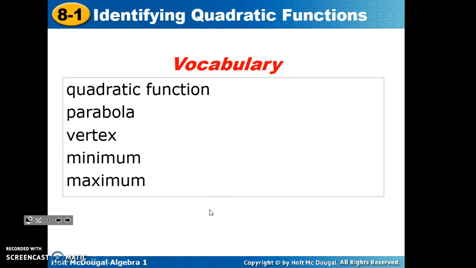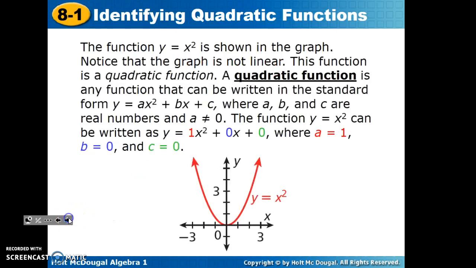So back to where we left off, talking about domain and range. Domain summarizes the x values for our function, and our range is a collection of all the y values, together making the ordered pairs that describe our graph. Some of our new vocabulary is quadratic function, parabola. We're going to talk about the vertex, a minimum, and a maximum.